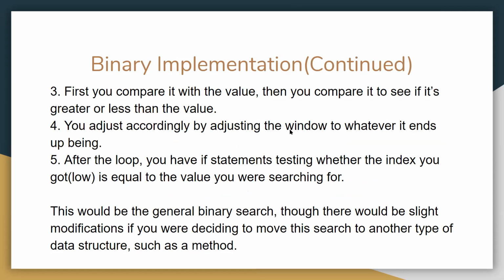First, you compare it with the value, then you compare it to see if it's greater or less than the value. In this case, you'd probably use number comparison symbols. You adjust accordingly by adjusting the window. After the loop, you have if statements testing whether the index you got, low, which is one of the variables you would use, is equal to the value you're searching for. So this would be the general binary search, though there would be slight modifications if you were moving this search to another type of data structure, such as a method. So in that case, recursion.